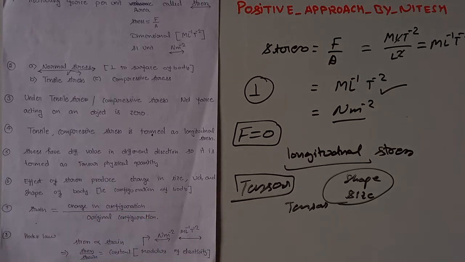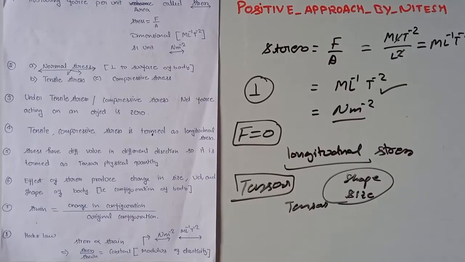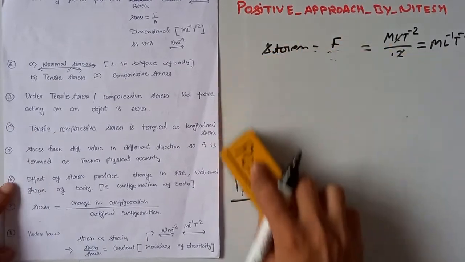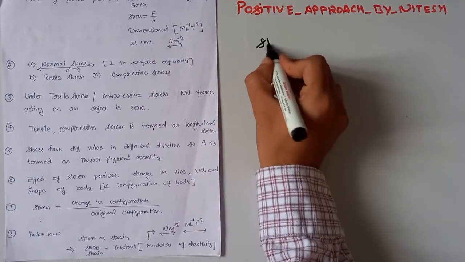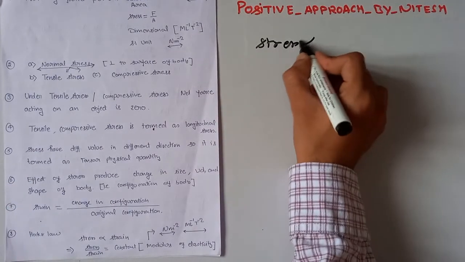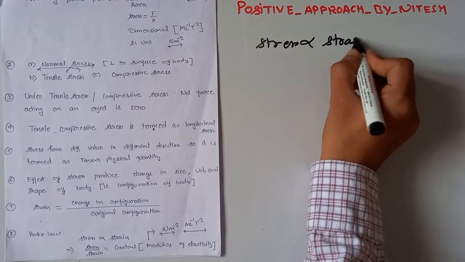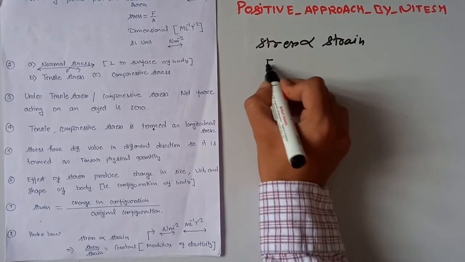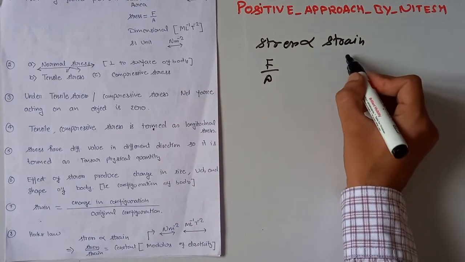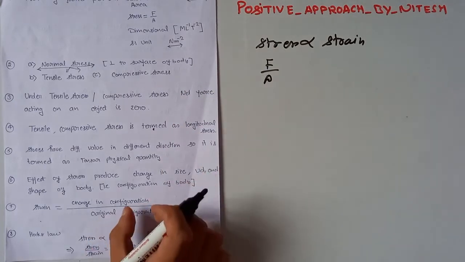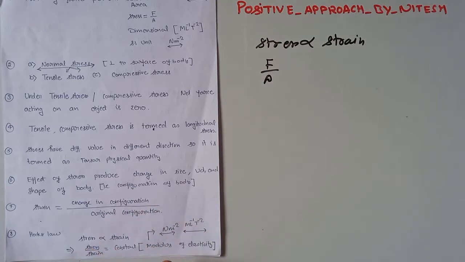And what is Hooke's law? Hooke's law states that stress is directly proportional to strain. And what is stress? Stress is force divided by area, force per unit area. And what is strain here? Strain is the change in configuration relative to the original configuration.